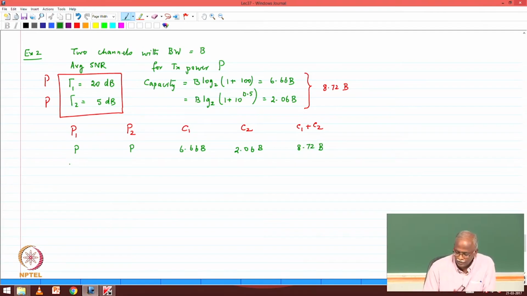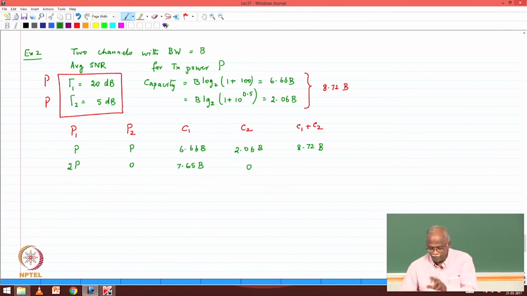Now first off, I'm going to try an experiment. I'm going to double the power in channel 1, which means channel 2 is going to go to 0. So what will happen to the SNR on channel 1? It will increase by a factor of 2, because I have increased the power by a factor of 2. And I now want to see what's the impact and calculate the capacity. It comes out to be 7.65B, and for C2, 0, right? Because you took away all the power. You didn't give any power to this one. So what is the net capacity that you achieved? C1 plus C2, 7.65B.